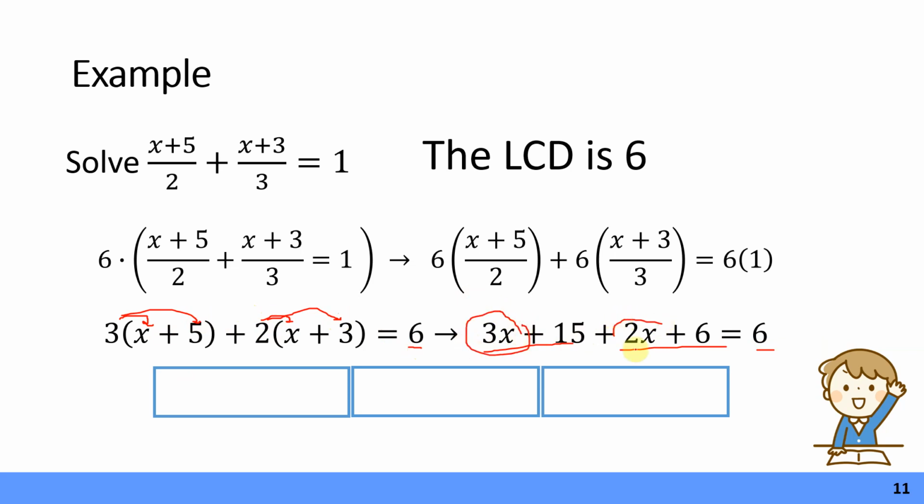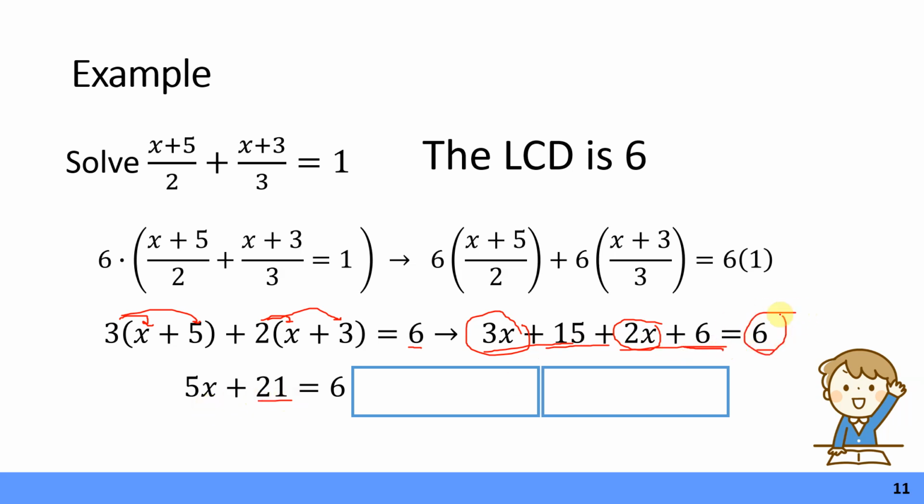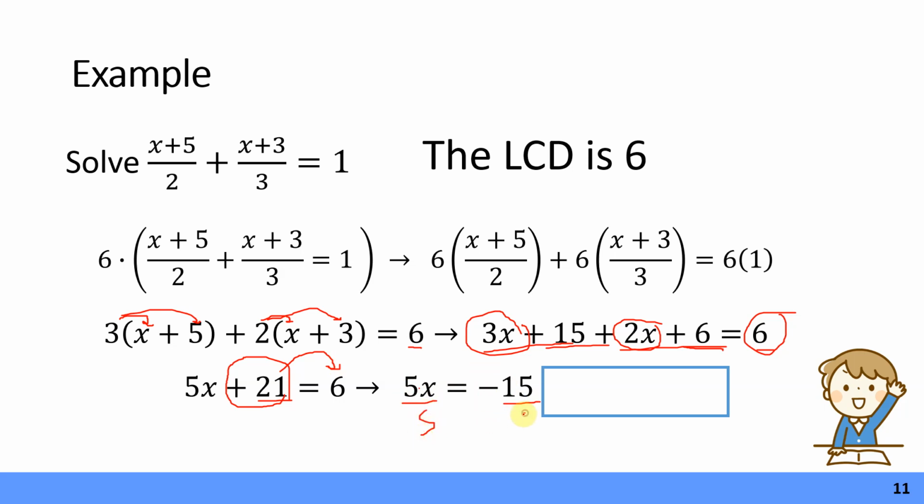Combine like terms. 3x plus 2x gives me 5x. 15 plus 6 gives me 21. And please do not combine it with this 6 because this 6 is on the other side of the equation, so I just leave it there. From here, we move the 21 to this side, and it becomes a negative 21. So 6 minus 21 gives me negative 15. And then we simply divide by 5. That's not an S. That's a really nasty 5. And that gives me my final answer: negative 15 divided by 5, which is negative 3.